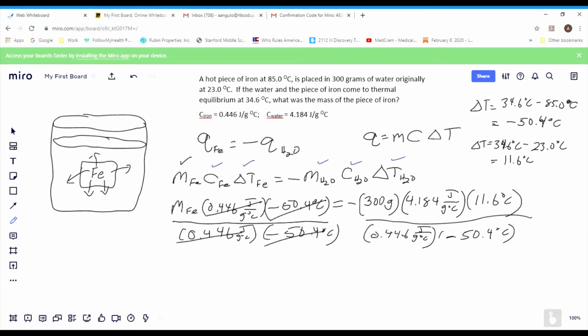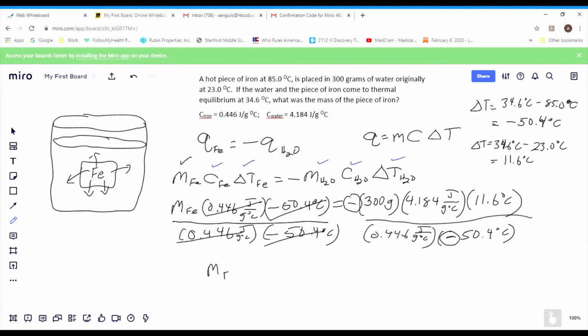Okay. See how important this negative is right here now? This negative is going to cancel out with this negative. So now you're going to end up with a positive number, because if you didn't have this negative here, this negative would have stayed and we would end up with a negative mass. What does it mean to have a negative mass?